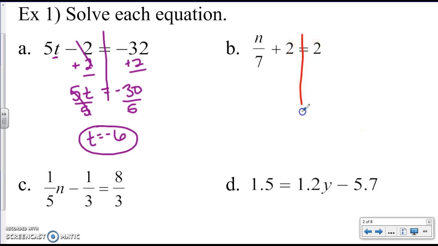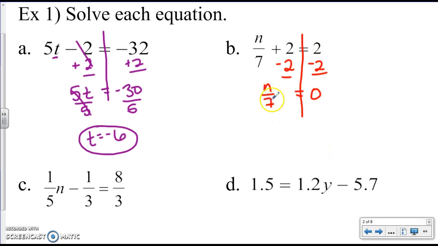Okay, we are going to start with the operation that is furthest from the variable. So the n and the 7 are right next to each other. They're in a fraction this time. So we're going to start again with this 2, and we're going to do minus 2 on both sides. Okay, so when we subtract 2 on both sides, we're left with n divided by 7 equals 0.